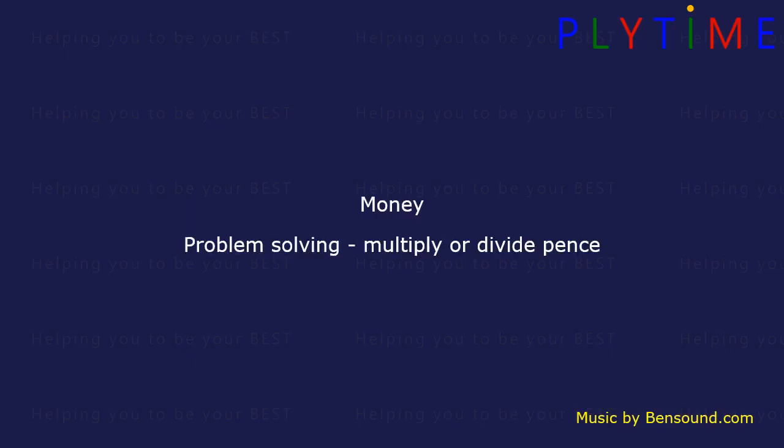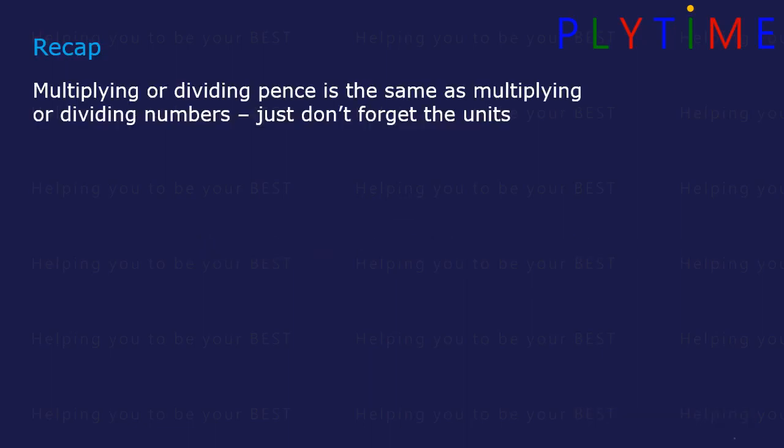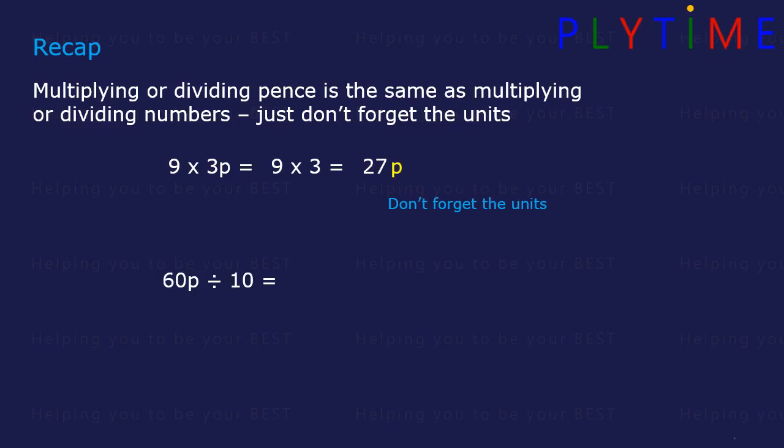Money. Problem solving, multiply or divide pence. Let's recap. Multiplying or dividing pence is the same as multiplying or dividing numbers, just don't forget the units. So 9 times 3 pence is the same as 9 times 3, which is 27, and don't forget the units, 27p. 60p divided by 10 is the same as 60 divided by 10, which equals 6. Don't forget the units, 6p.